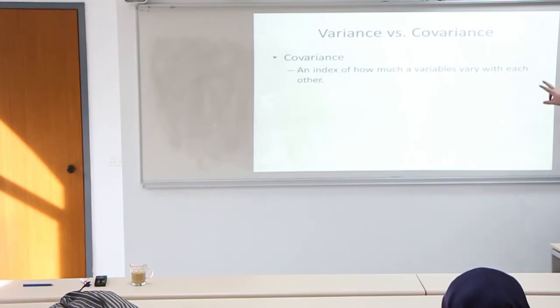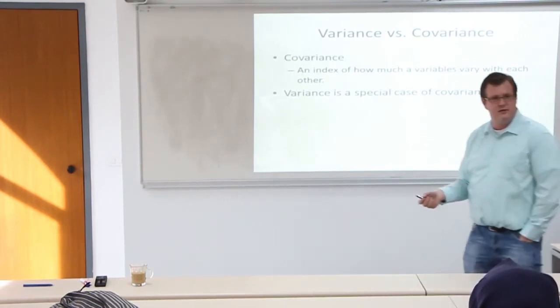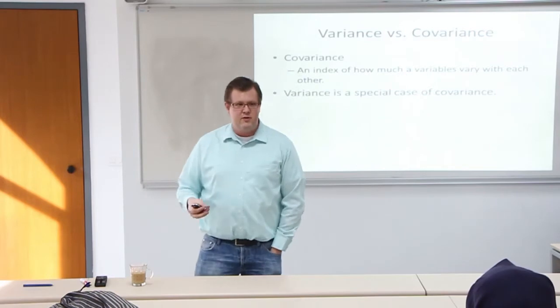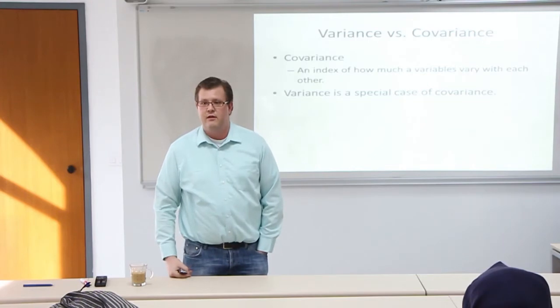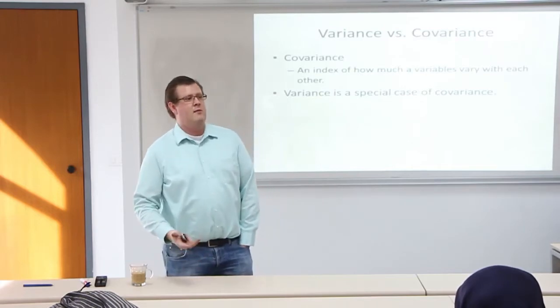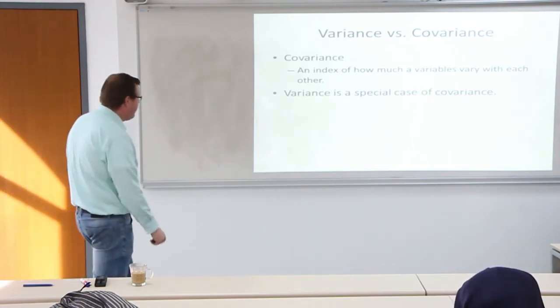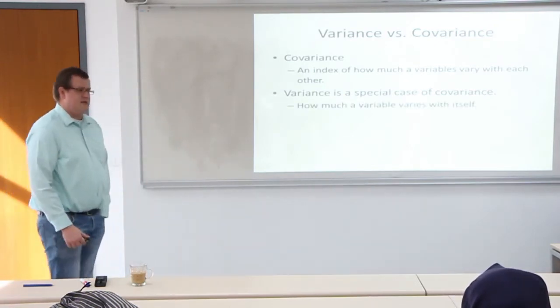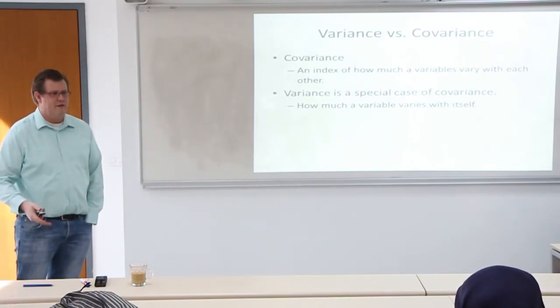Interestingly, we can compare variance with covariance. This is just what I said on the previous slide: covariance is an index of how much variables vary with each other, and variance is just a special case of covariance. We've talked about special cases before, like the t-test is just a special case of the F. And when you go to infinity, all of these distributions become normal. It's a special case. So variance is a special case of covariance. Variance indicates how much a variable varies with itself.